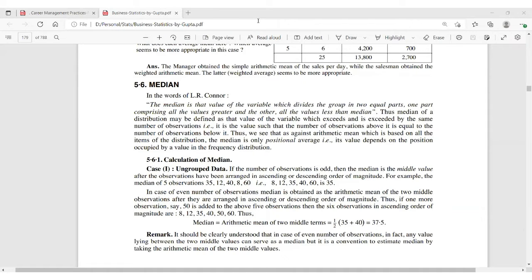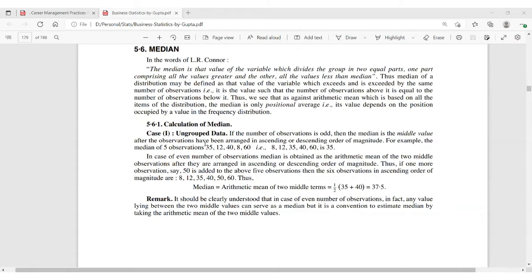Again, the arithmetic mean is based on all items of the distribution. The median is only the position average. Whatever is centrally located, we generally divide the data, find the half number, and then find the median. See this example, for ungrouped data.